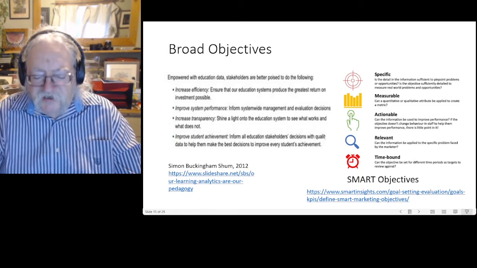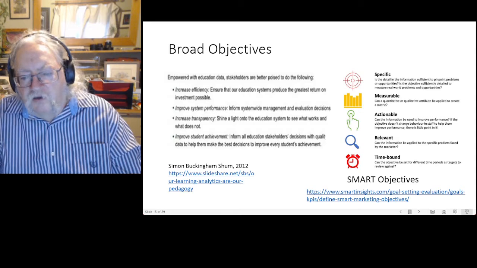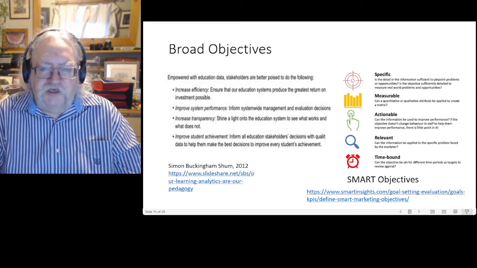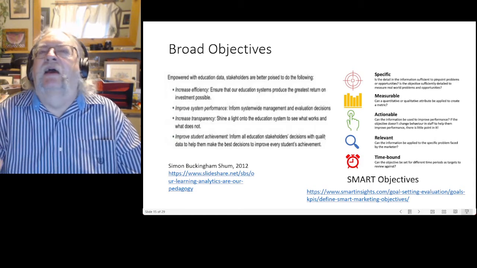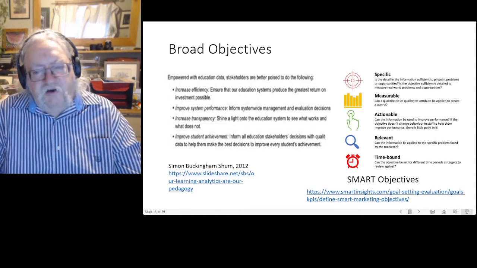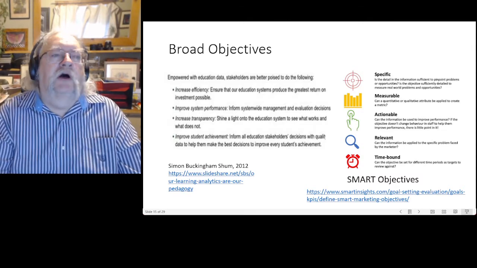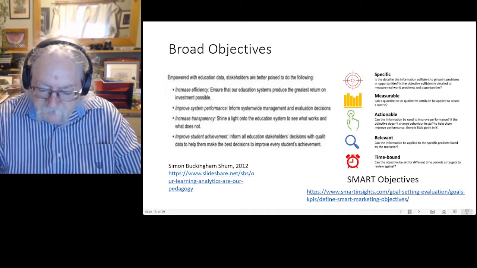So basically the idea is that if you're setting goals, if you're setting objectives, then you need to be able to say clearly what they are, obviously, but also, and really importantly, to know whether or not they have been achieved. If you think about it, that makes sense, right?